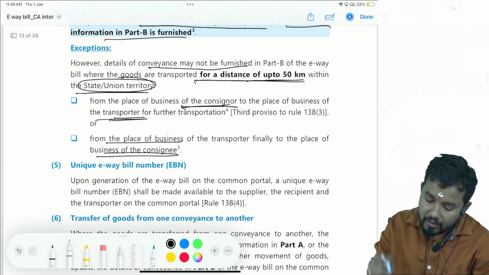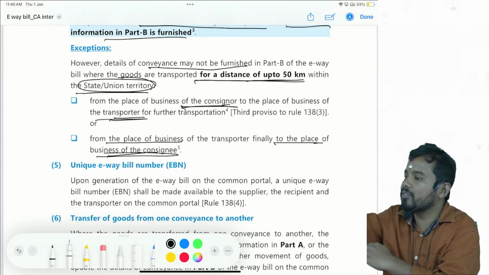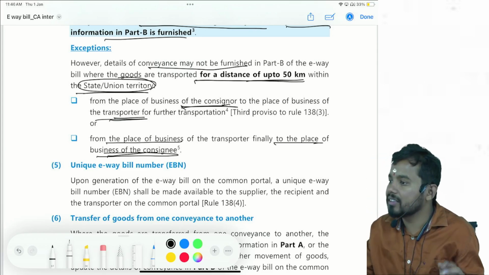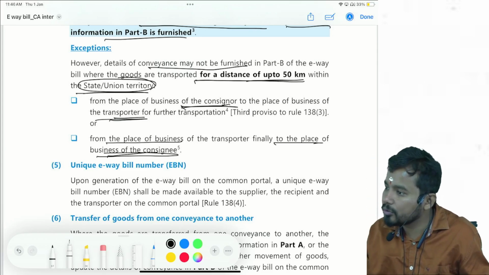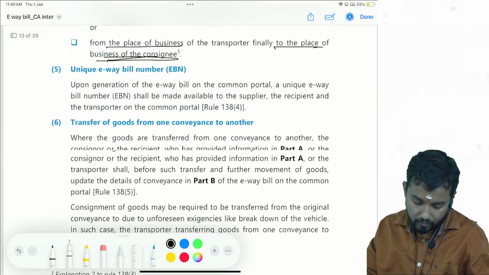Or from the place of business of the transporter finally to the place of business of the consignee. Consignee place is very nearby only. Thereby I will generate with part A and I will deliver the goods. Okay? Able to understand or not? Okay.